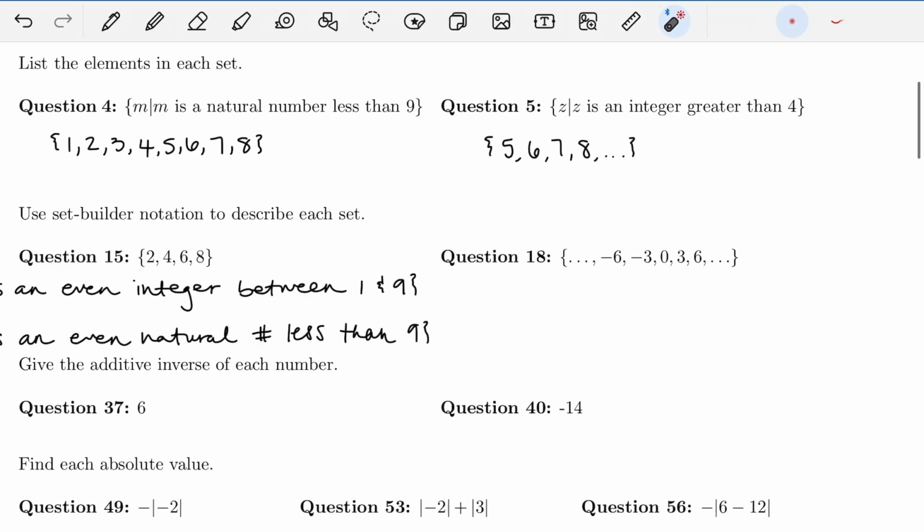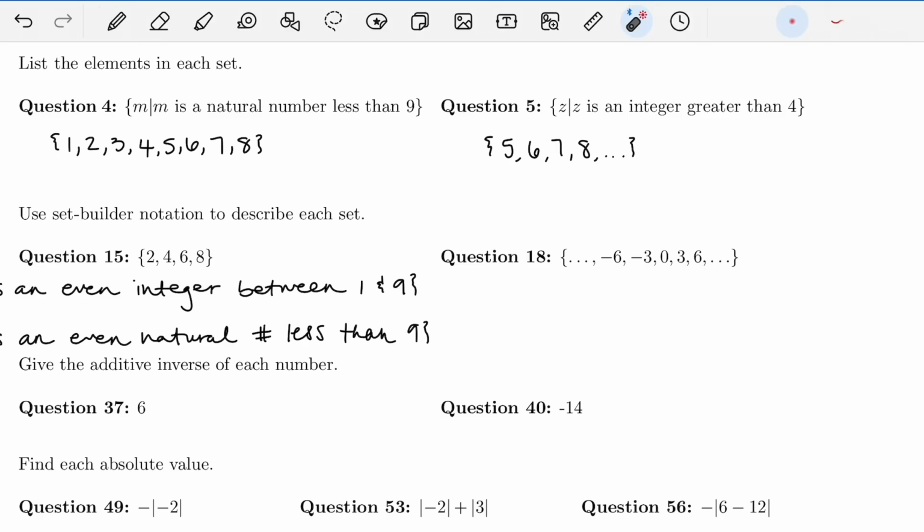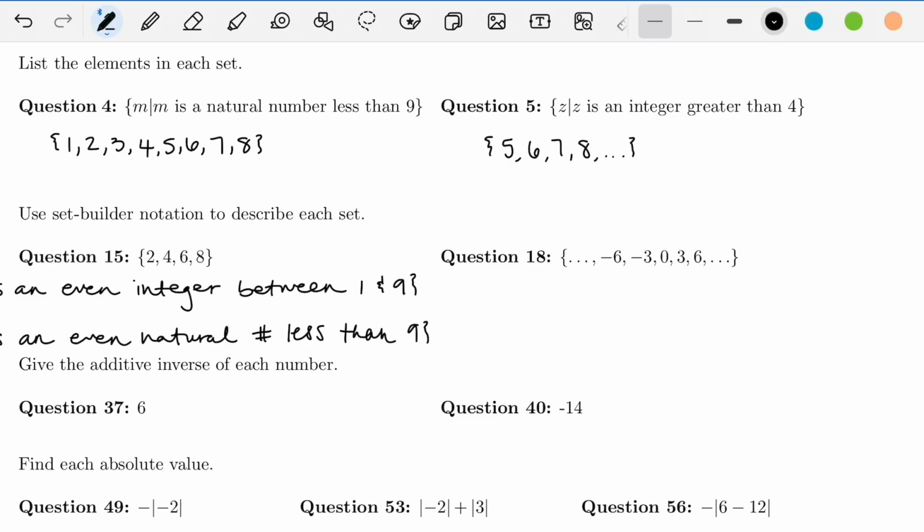Now for question 18, we're going to do something similar. In this case, it looks like this is going to be an infinite set. It continues on in both the positive and the negative direction. So here, using our set builder notation, we're going to use our variable x again. And we can use any variable. We could use a.